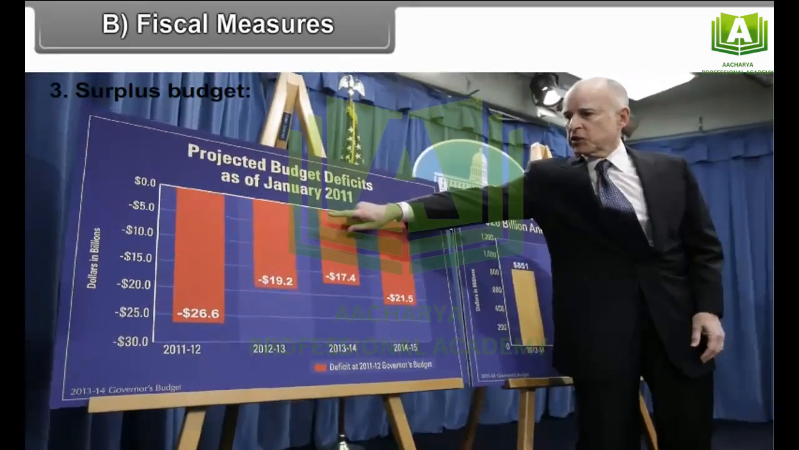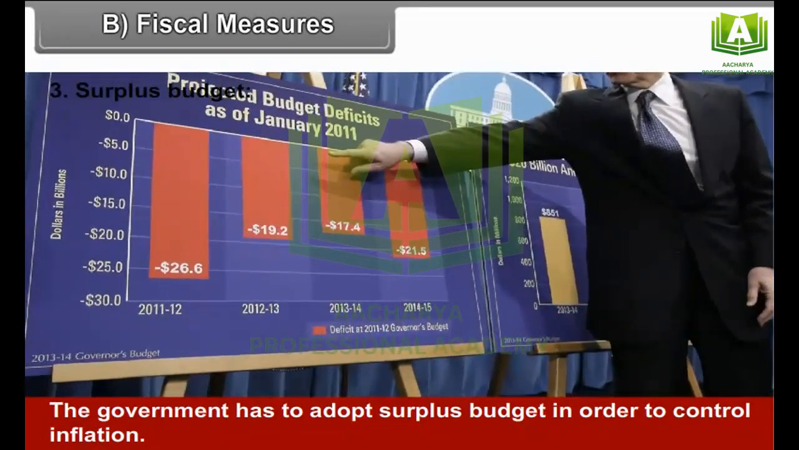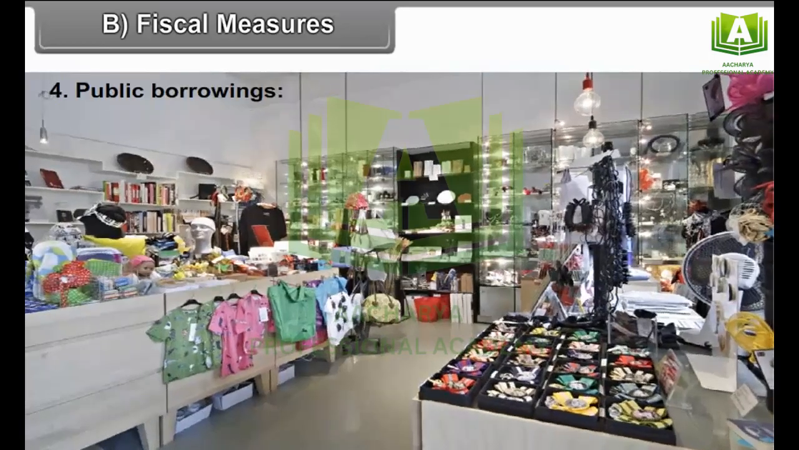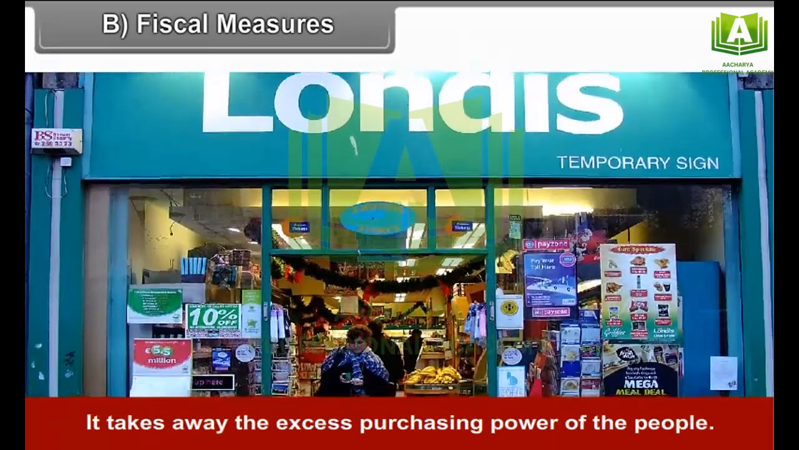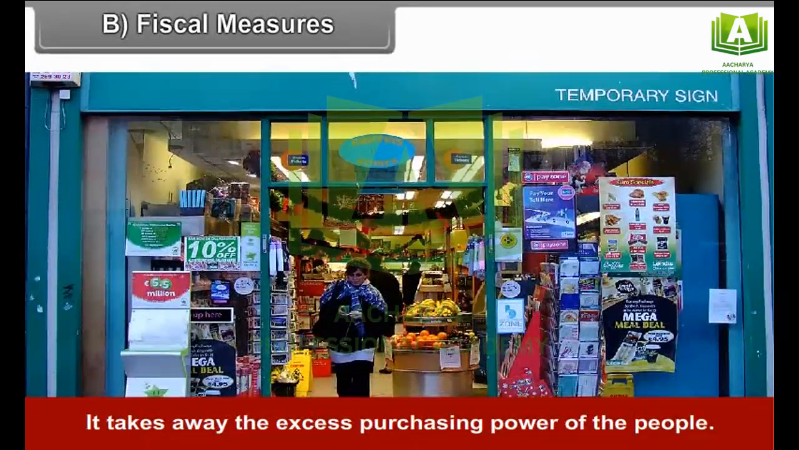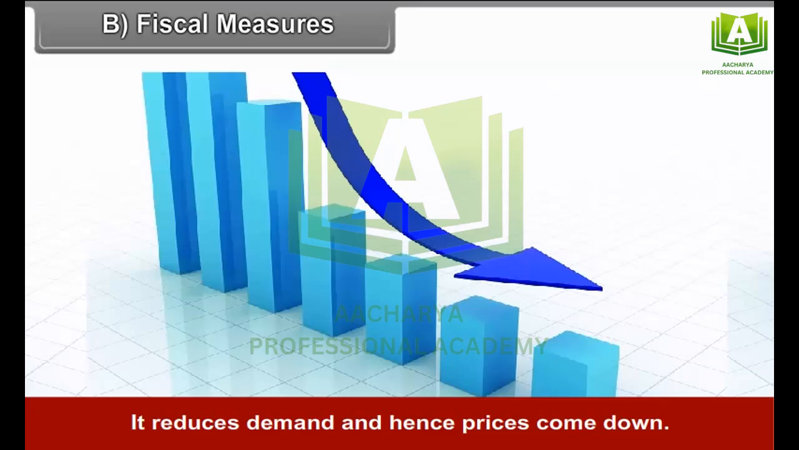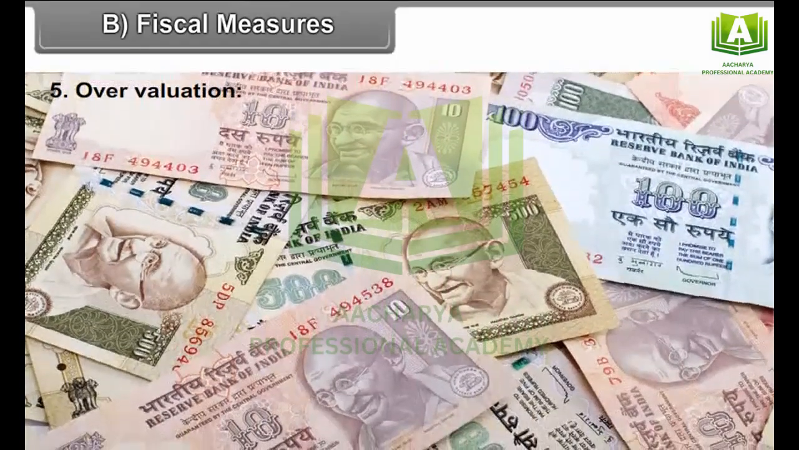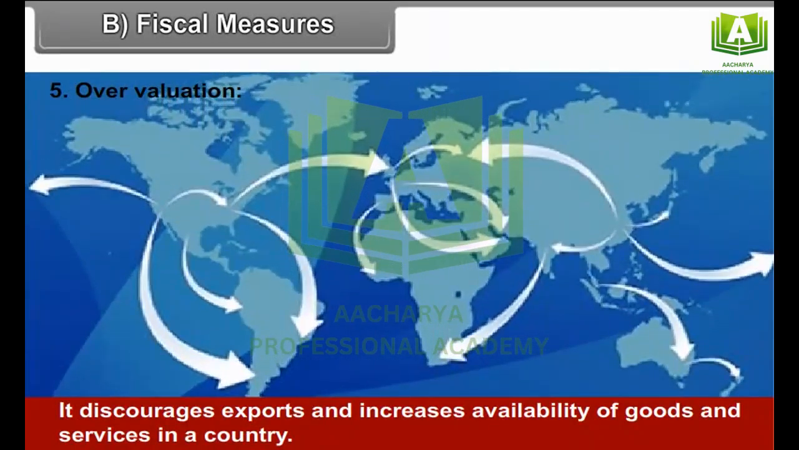3. Surplus budget. The government has to adopt a surplus budget in order to control inflation. 4. Public borrowings. The government borrows money from the market, private individuals and firms. It takes away the excess purchasing power of the people. It reduces demand and hence prices come down. 5. Overvaluation. It discourages exports and increases availability of goods and services in a country.